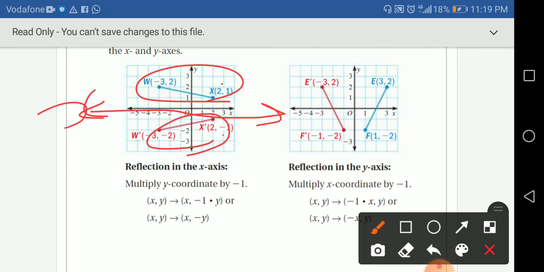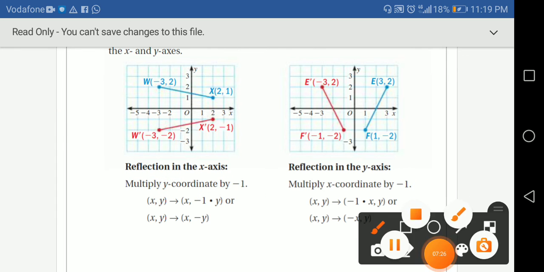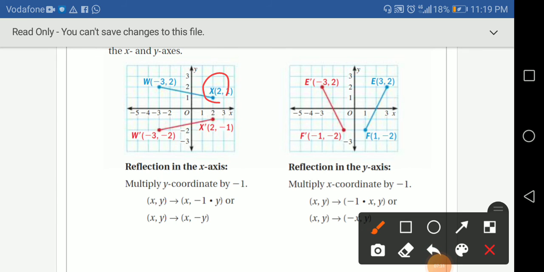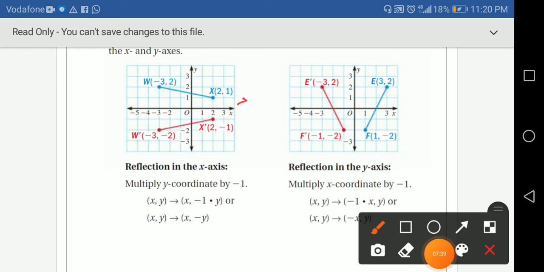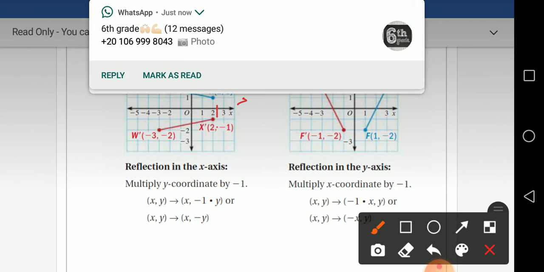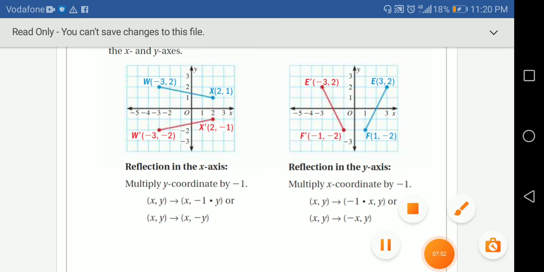So what should I do? When I have a reflection in the x-axis, I will multiply the y coordinates by negative 1, the y coordinate for every point. So I'm going to take point x, and for x, I want x dash. This is 2 and 1. So I'm going to take the 1 and multiply it by negative 1. So the new one is 2 and negative 1. Okay. So I have 2 and negative 1.